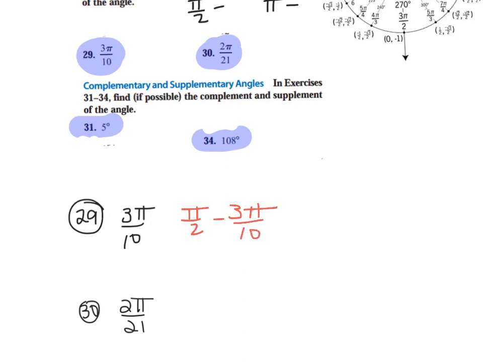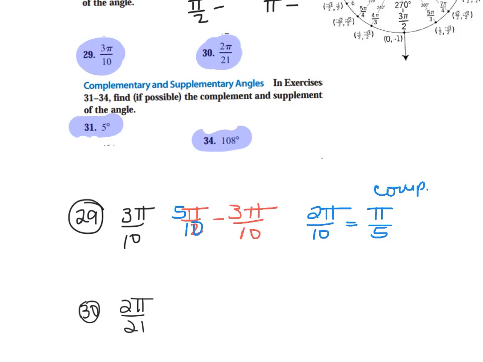Common denominator would be what? 10. So this becomes 5 pi over 10. You guys agree? So 5 pi over 10 minus 3 pi over 10 is 2 pi over 10, which becomes pi over 5. This is the complement.